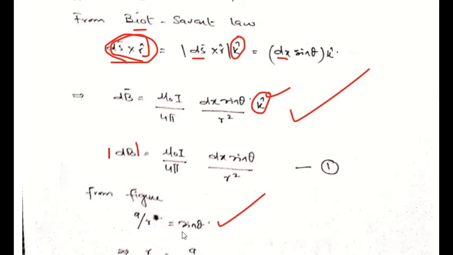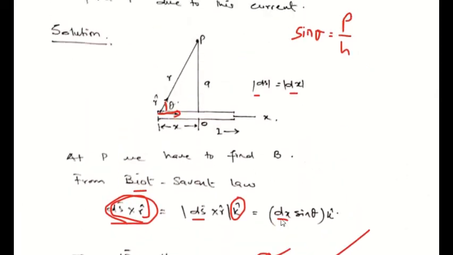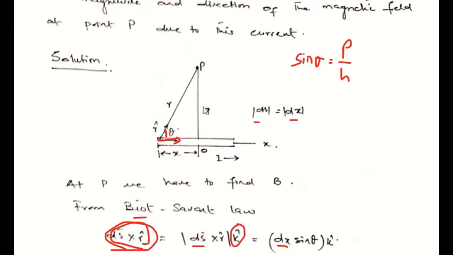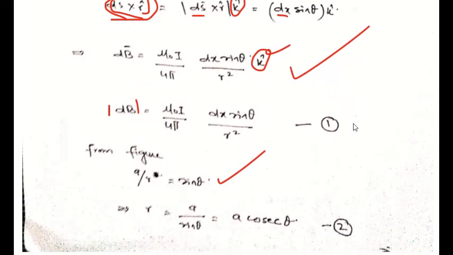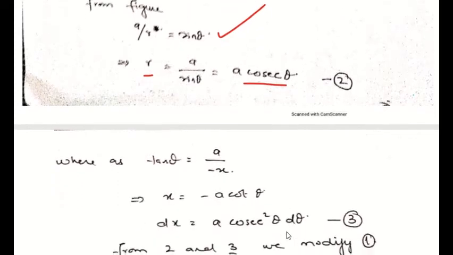From the triangle, sine of theta is equal to a over r, as I have told you before that this is the perpendicular and this is the hypotenuse, so I can write a over r. So this is what I have done over here, that sine of theta is equal to a over r. From here I can find the value of r, which is equal to a over sine of theta, and 1 over sine of theta I can write as cosecant theta. So I have a cosecant theta.